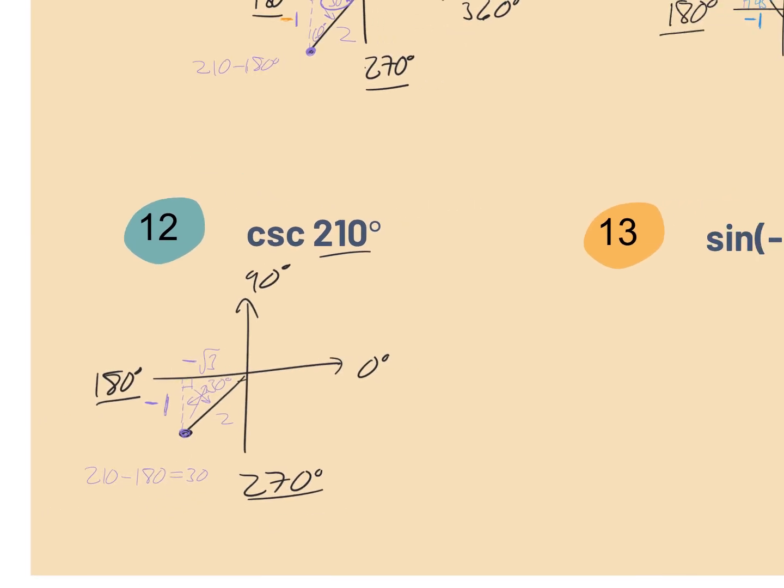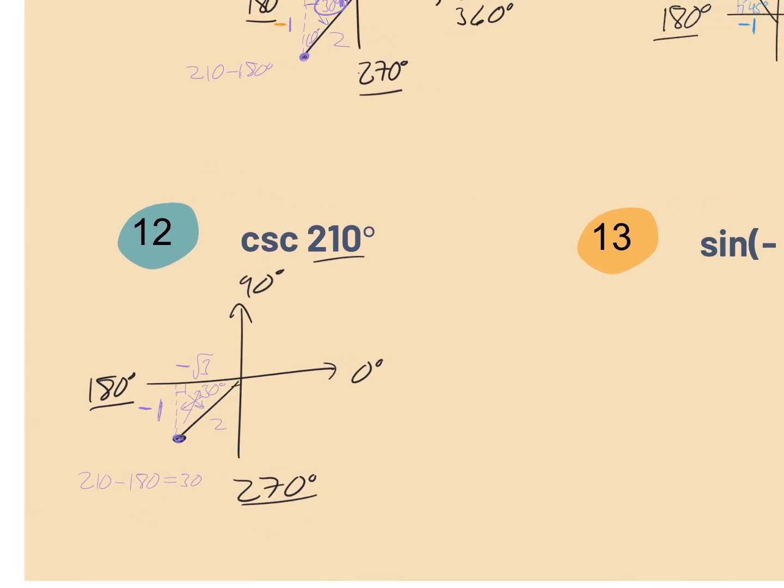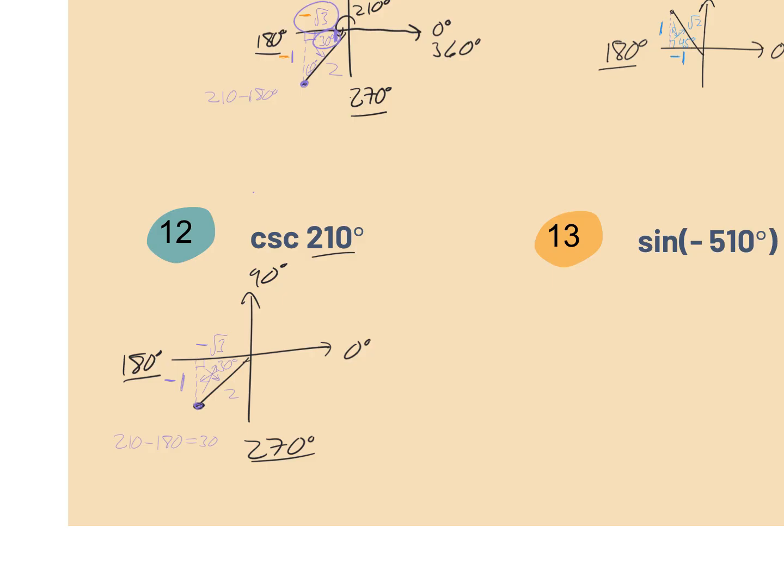And 1 negative. Cosecant was 1 over sine. If sine is opposite over hypotenuse, then cosecant is going to be hypotenuse over opposite. My hypotenuse is going to be 2 over my opposite, which is -1 for this angle right here, 30. So it's going to be -2.